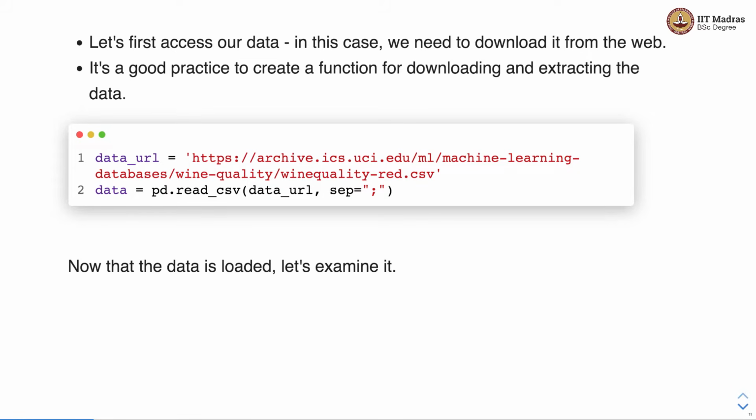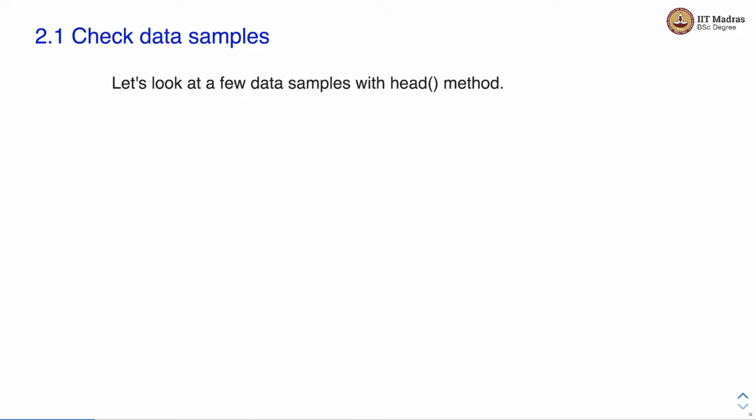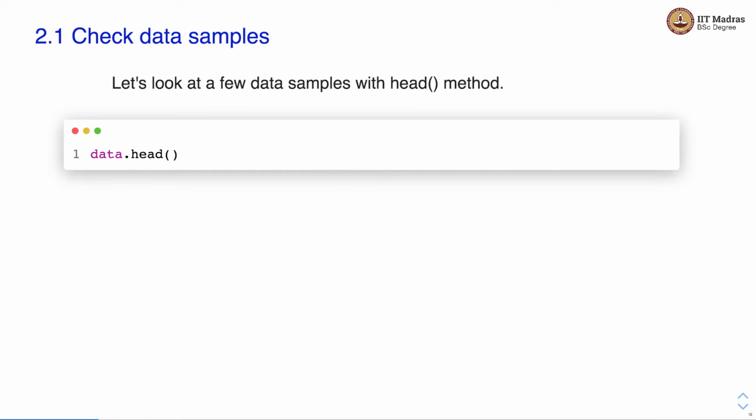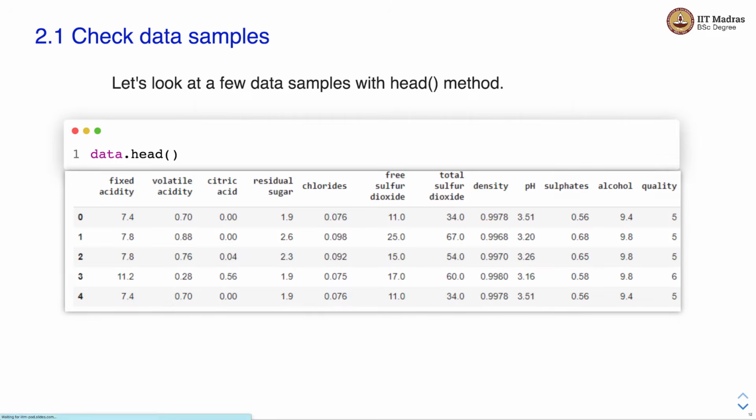Now that the data is loaded, we need to examine it. We look at a first few data samples with the head method. We simply call the head method on the data frame. The head method gives us first few rows, or exactly 5 rows, from the data frame. Here on your screen, you see the first 5 rows in this data frame.